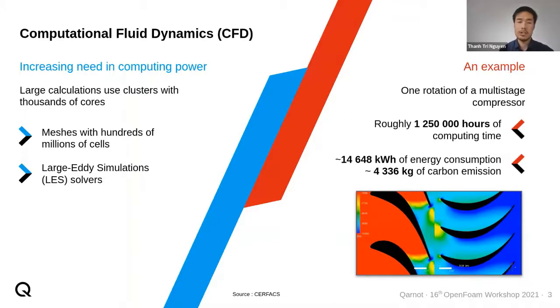Today, the calculations are already big, with meshes of hundreds of millions of cells, and we are already using more precise solvers like LES. To put that into perspective, let's take the example of one rotation of a multi-stage compressor, which was done by Safran here in France. For just one single rotation, that was roughly 1,250,000 hours of computational time. That is equivalent to more than 14,000 kilowatt hours of energy and more than 4 tons of carbon emissions. To give you an example, those 4 tons of carbon emissions are equal to 9 flights between Paris and New York.